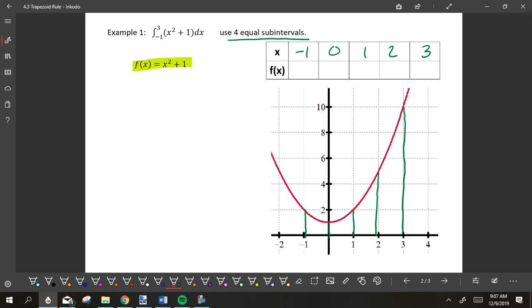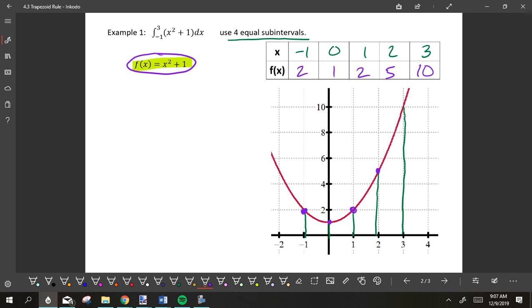We would like to know how tall each one of those lines are. Now, this equation is pretty easy, but if we weren't sure, we've got an equation right here. Okay, x squared plus 1. So if I plug in -1, how tall is this one right here? It's at 2. If I plug in 0, it's 1. If I plug in 1, I'm at 2. If I plug in 2, I'm at 5 because it's 2 squared plus 1. I plug in 3, I'm at 10.